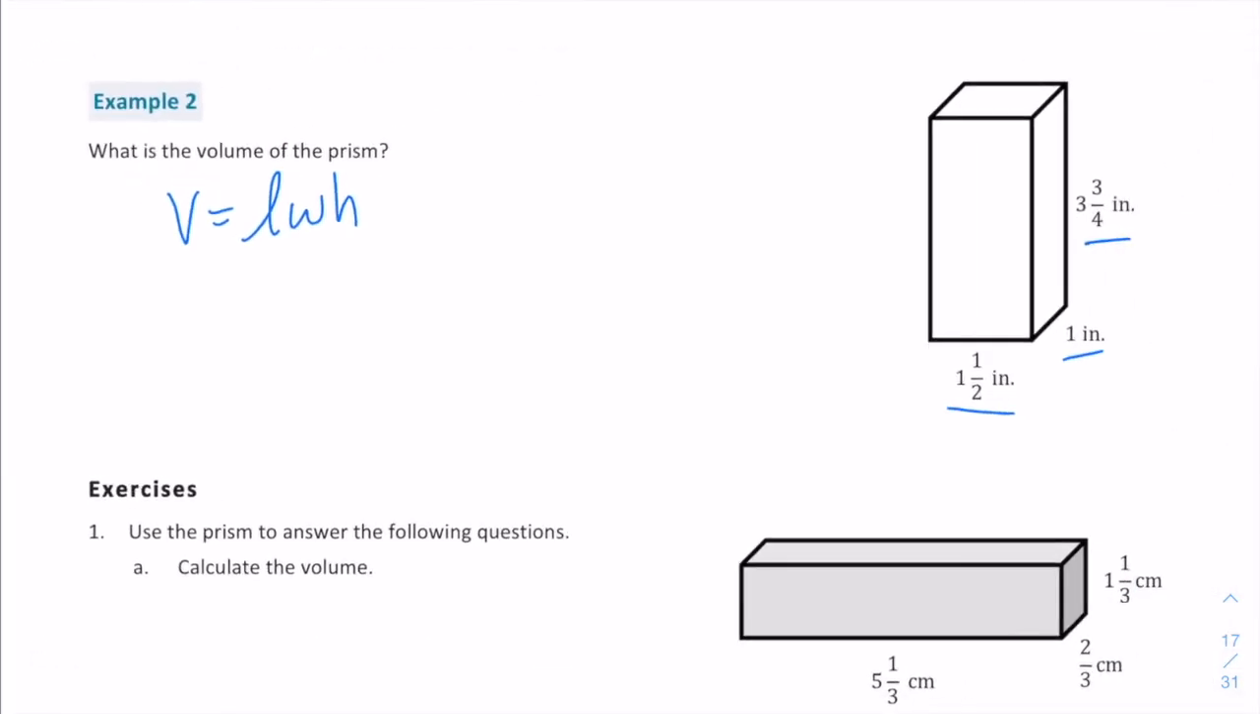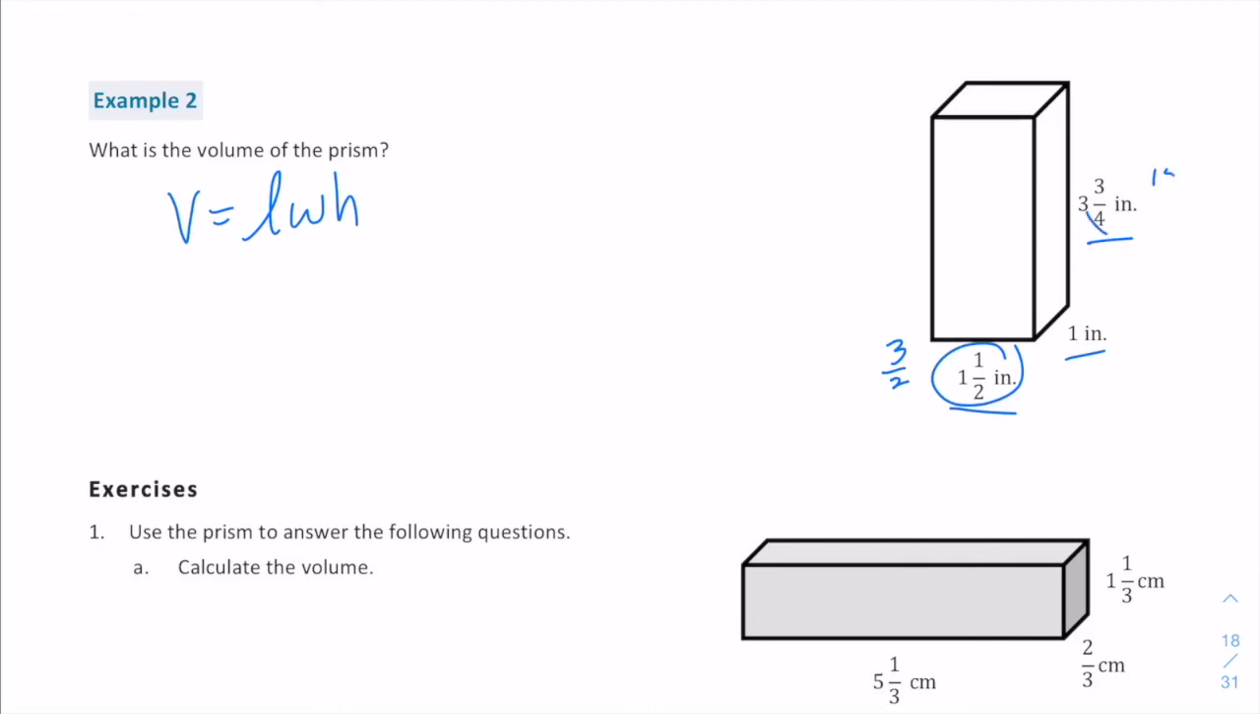I'm going to convert them right away. So 1 1/2, that is 3 halves. 1 can stay as 1, and 3 3/4. Remember, 3 times 4 is 12, plus 3 is 15 fourths. So these are the numbers we're going to plug in. So volume equals 3 halves times 1 times 15 over 4.